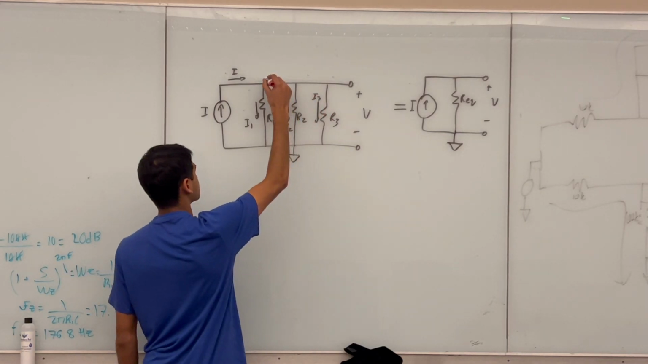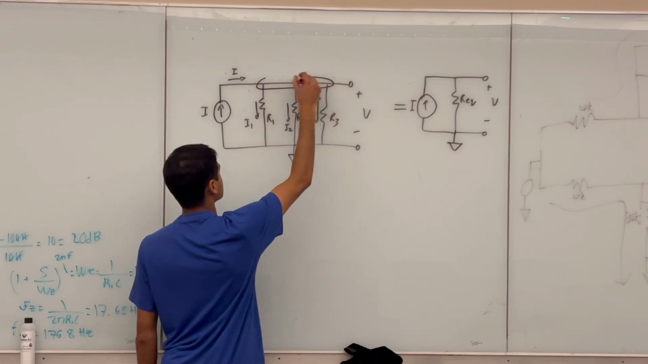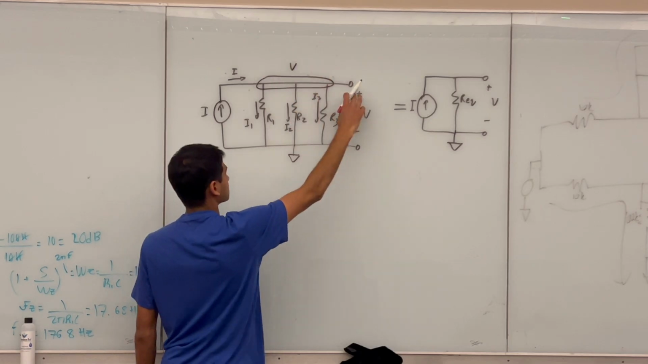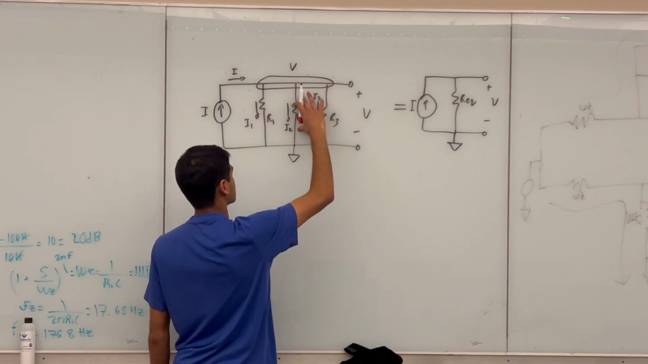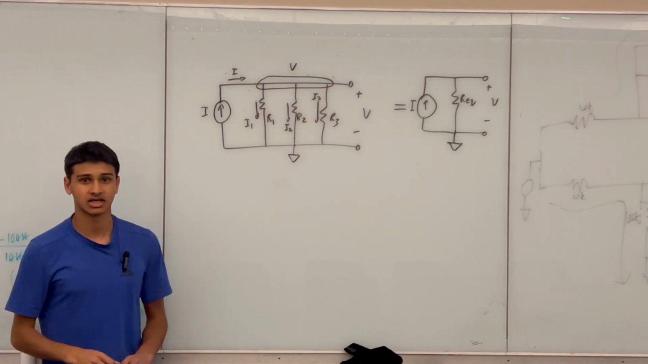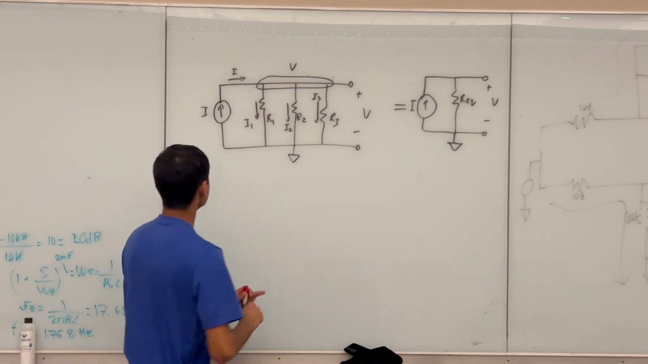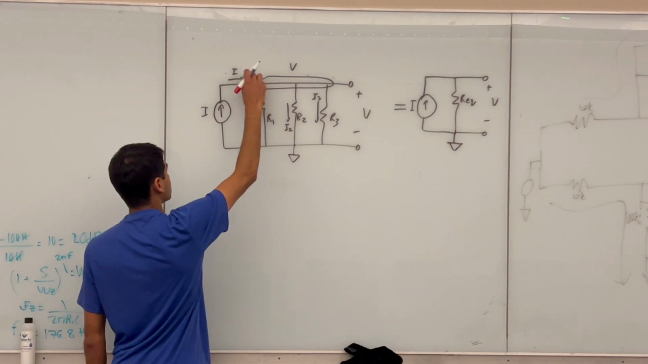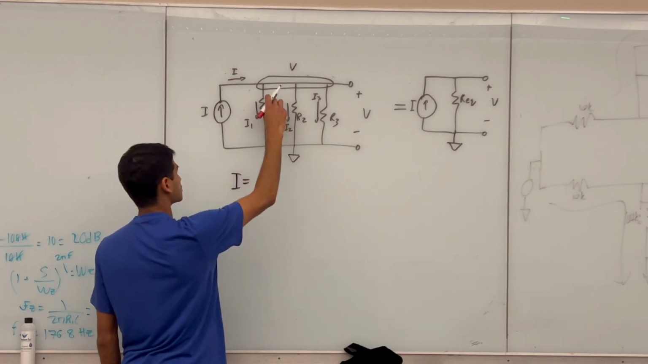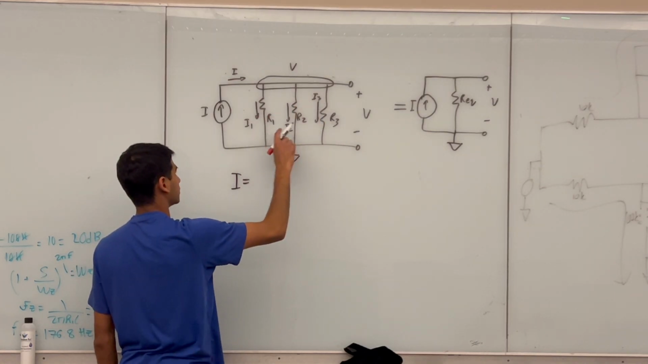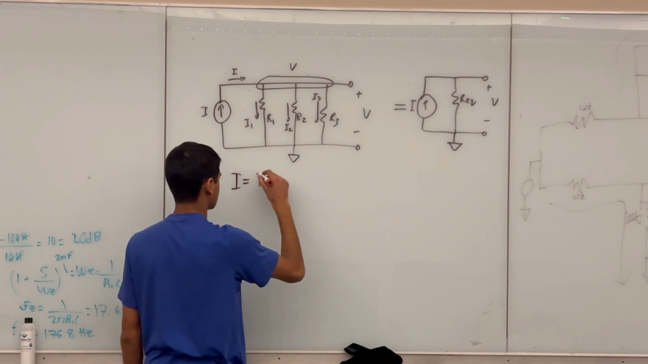And so since this is my ground node and V is being applied across all three of these, I can tell that this top node is at a voltage of V, because this plus is right here, this minus is right here. So the voltage across has to be V. And so I'm just going to write KCL at the top node. So I have one current going in, which is just I from the current source, and that equals all the currents going out, which would be I1, I2, and I3.